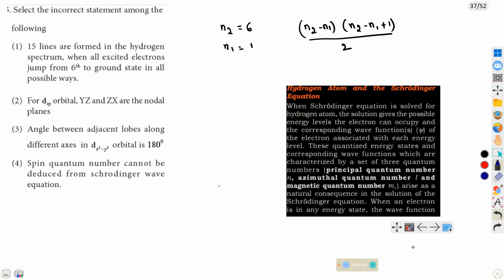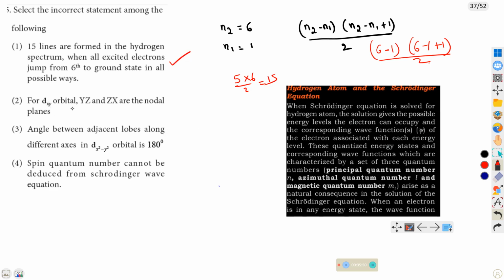Select the incorrect statement among the following. 15 lines are formed in the hydrogen spectrum when an excited electron jumps from 6th to ground state in all possible ways. Total number of spectral lines is n2 minus n1, 6 minus 1, into 6 minus 1 plus 1, divided by 2. 6 minus 1 is 5, into 6 by 2, 30 by 2, 15. Statement 1 is correct.